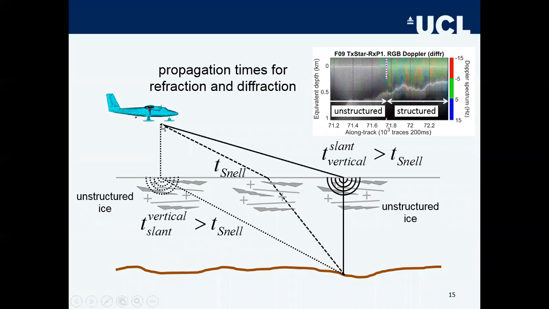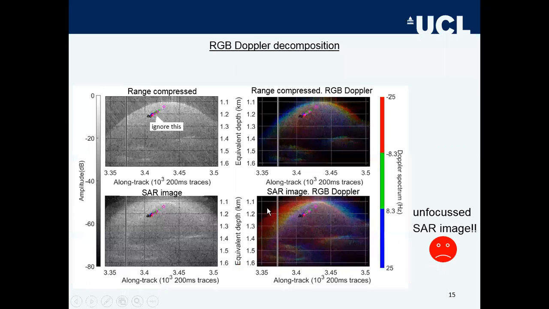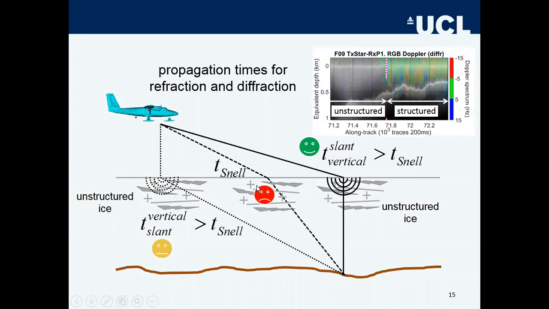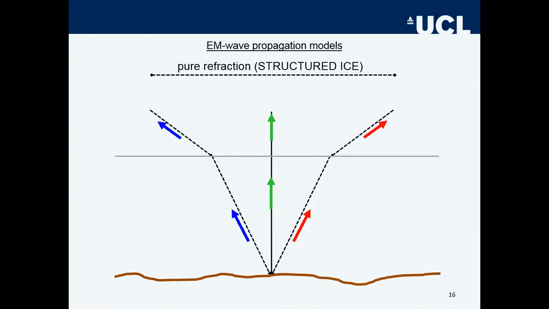Another option is slant propagation and vertical within the ice, so slant in air and vertical within the ice. We tested these different models for focusing our SAR images in these unstructured areas. In this area, for example, the result was horrible, and that corresponds to the Snell's law equations. Here we tried vertical in air and slant in ice. It worked more or less, but not really well. And we finally tested slant in air and vertical in ice, and it worked very well. All the Doppler frequencies collapsed very well, and we obtained a well-focused area.